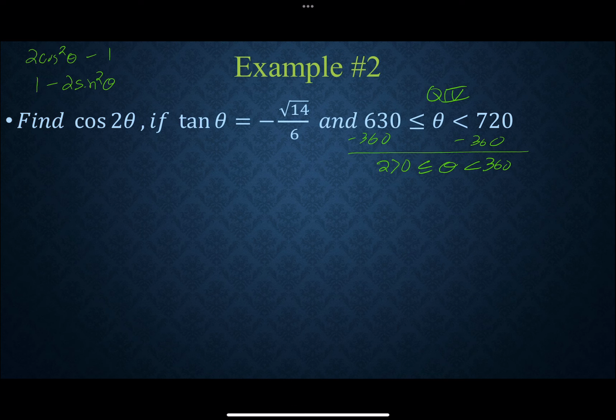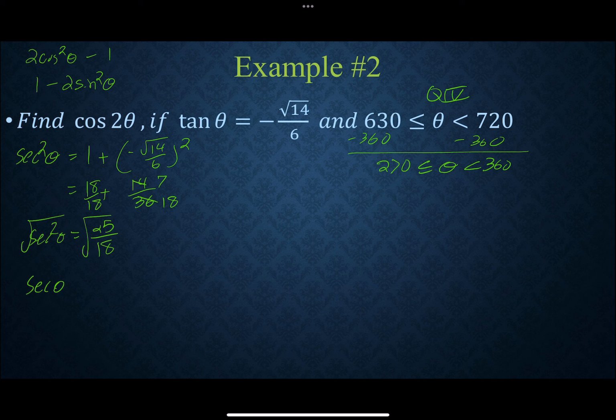Now, tangent can give us secant using the Pythagorean identity, and then secant is reciprocal to cosine. So we're going to go that way to get our cosine value. So secant squared is 1 plus our tangent squared, negative root 14 over 6 squared. So we get 1 plus 14 over 36, which reduces down to 7 over 18. So my 1 is really 18 over 18. That gives us 25 over 18 for secant squared. Square rooting that gives us secant to be 5 over root 18, which is 3 root 2.